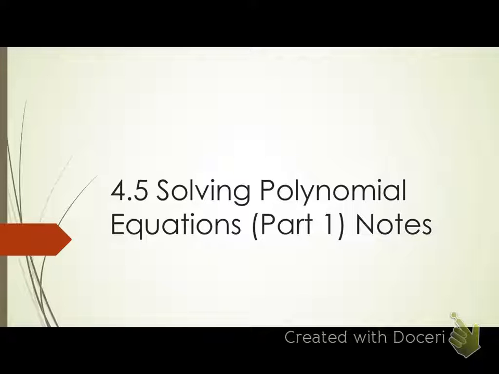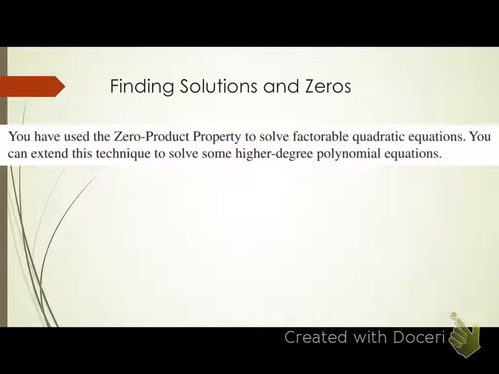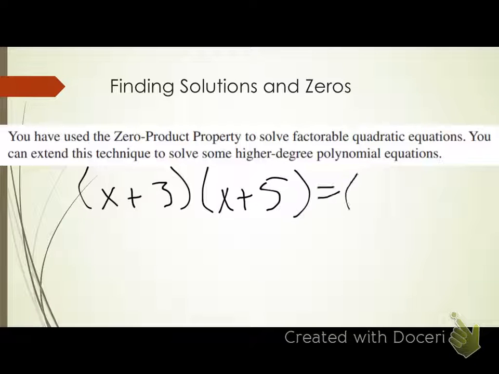I could be 100% wrong, but is it where you replace a variable with here? Not quite. That's a good guess, though. That would be to find our y-intercept, which we actually will do today. But let's say I have something like this: x plus 3 times x plus 5 equals 0. Does anyone remember how I'd solve this?